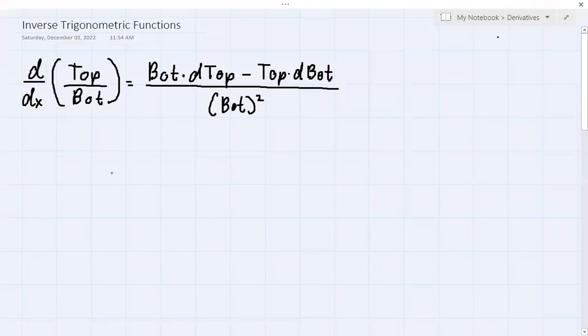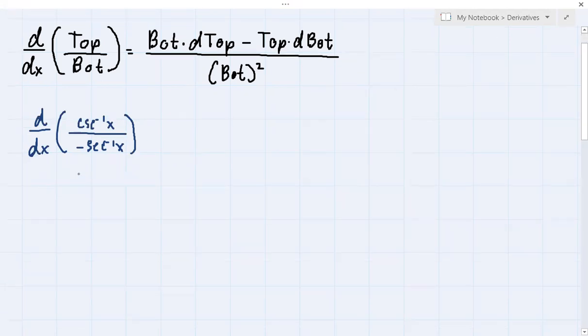For our last example for today, we have the derivative of, sabihin natin meron tayong arc cosecant all over negative arc secant. Ayan. Okay. So in here, let's now solve this problem. So sa top, obviously, meron tayong arc cosecant. So bottom or bot, we have negative arc secant.